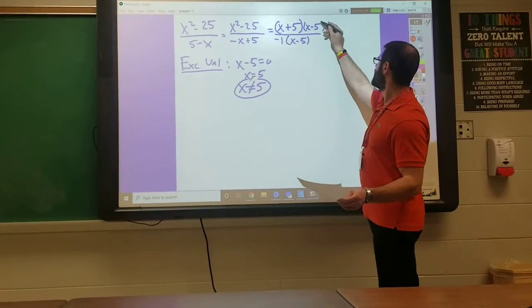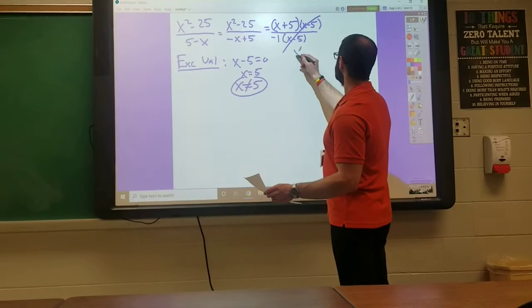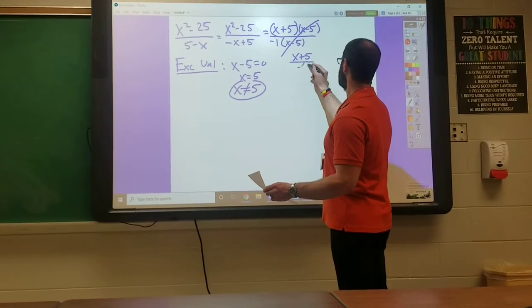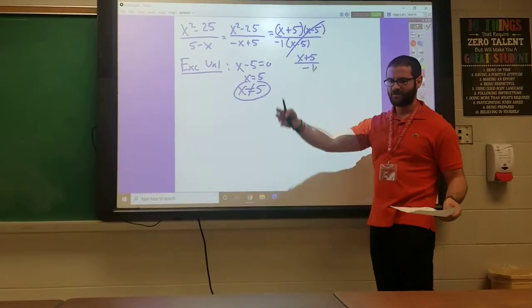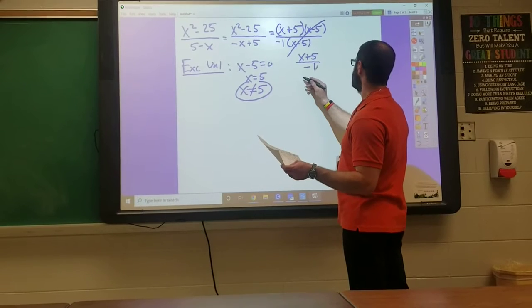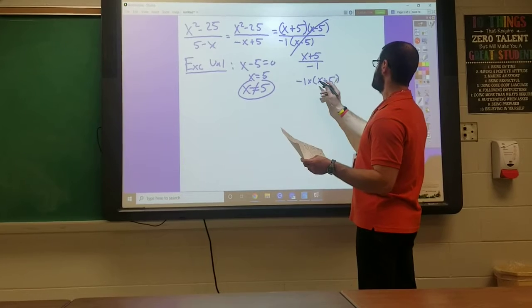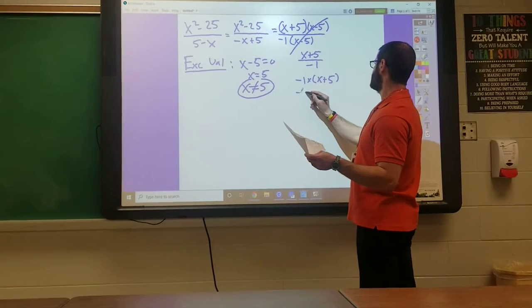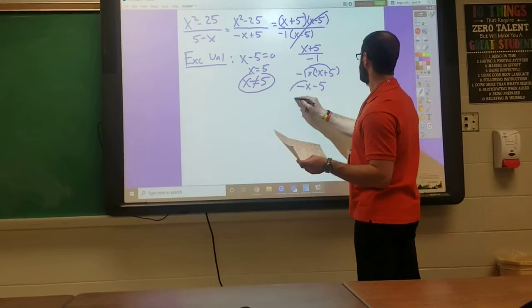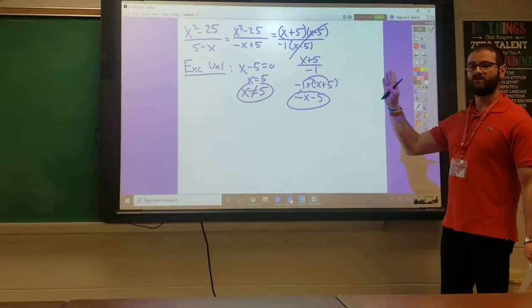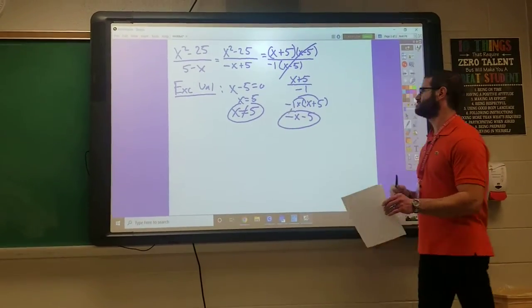Go back to simplifying, so we know x minus 5, they go away. And what do I have here? I have x plus 5 over negative 1. Okay, so remember, dividing by negative 1 is the same as multiplying by negative 1, basically. So I would have negative 1 times x plus 5, and I would redistribute that, so I would end up with negative x minus 5 when I distribute that negative 1. So that would be my final simplified expression, okay, where x cannot be equal to 5.